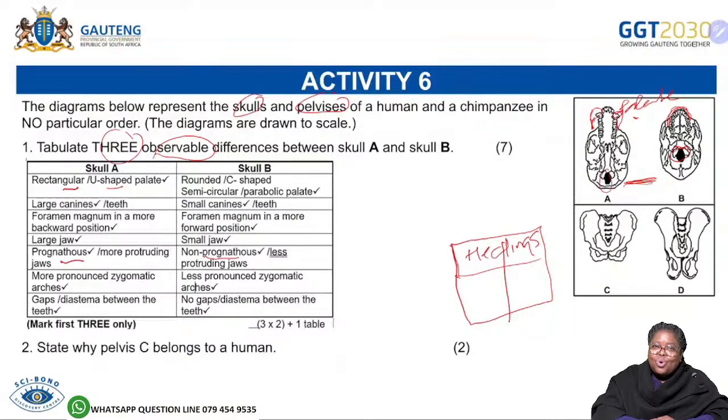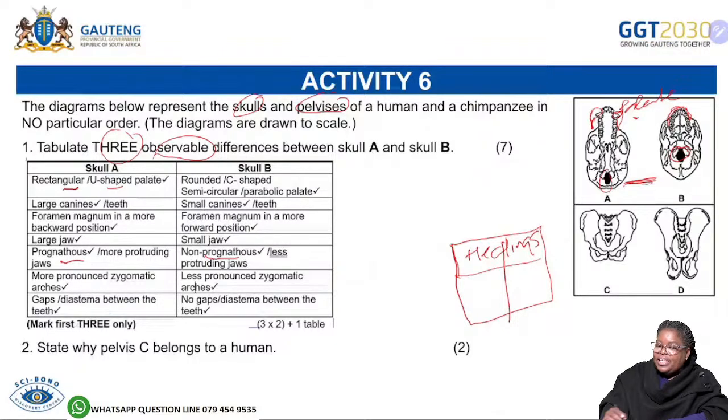Use correct words, use correct terms, use correct names, right? A has more pronounced zygomatic arcs, and then B, less pronounced zygomatic arcs. Think of these bones here. They are zygomatic arcs. I hope you see. Right.